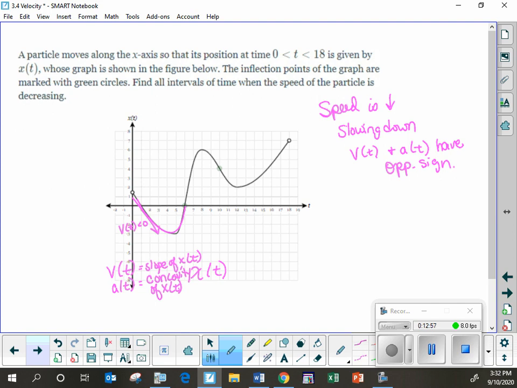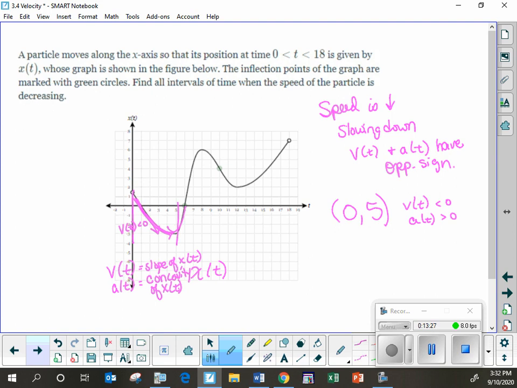So from time frame 0 to 5, I believe we have a negative velocity. So I would say from 0 to 5, we have v of t less than 0, and a of t being greater than 0, concave up.